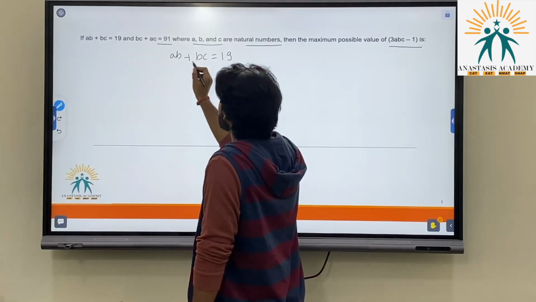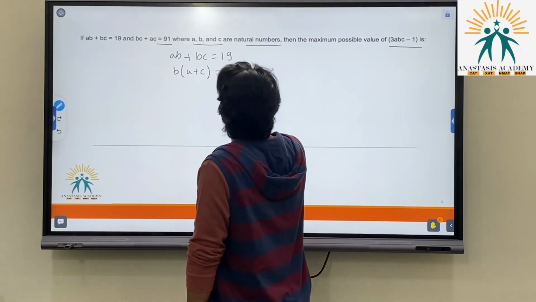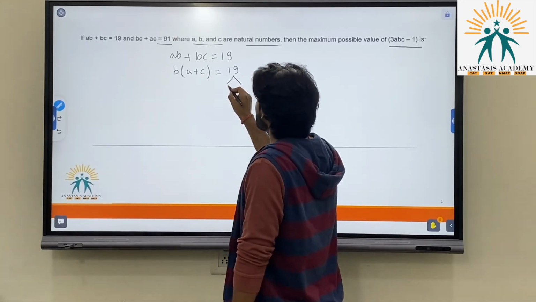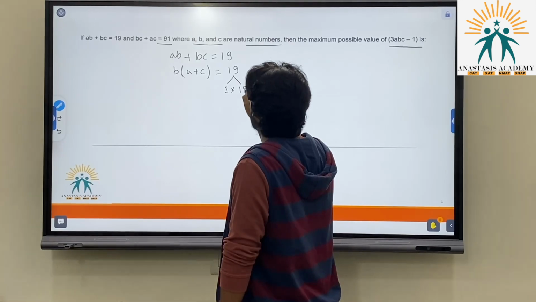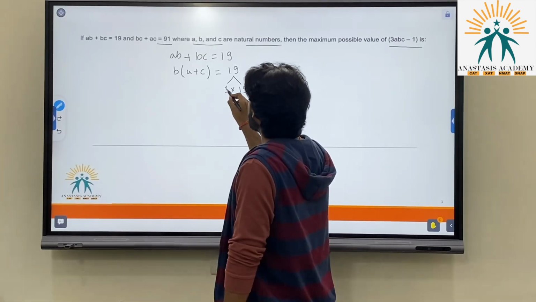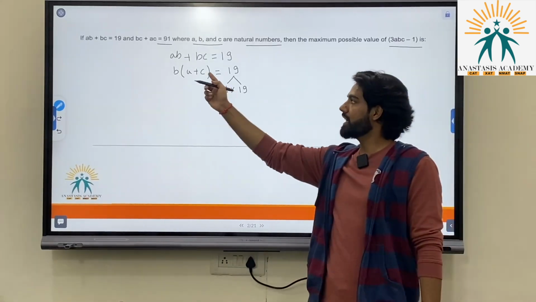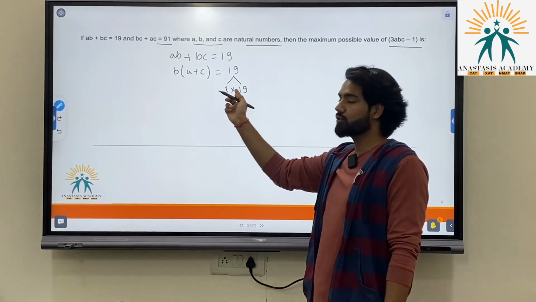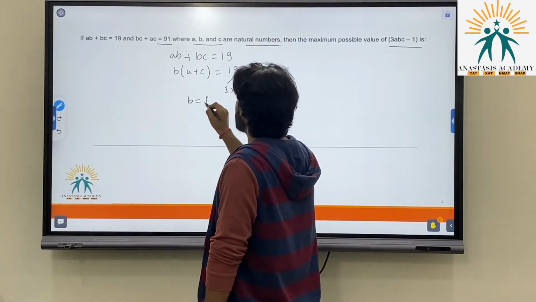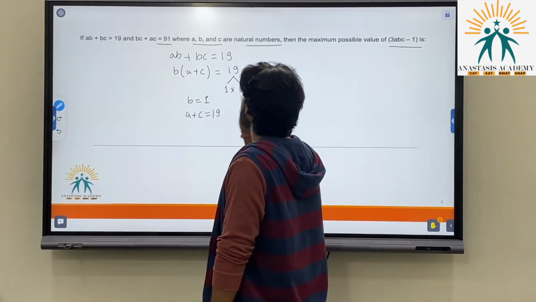So I can write this expression by taking B as common: B into (A plus C) is equal to 19. And I can only write 19 as a product of two numbers as 1 into 19, because 19 is a prime number. From here we can say A plus C, as A, B and C are natural numbers, so the sum of two natural numbers cannot be equal to 1. It has to be more than 1 always. So from here I can say B is mandatorily 1 and A plus C is 19.